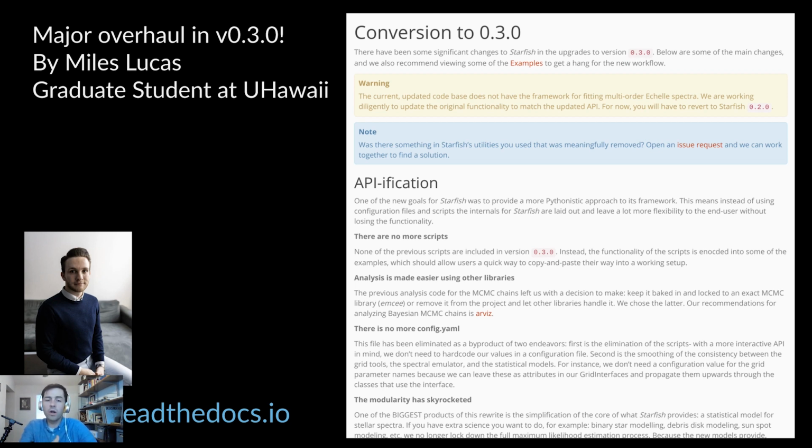So it's much more API-like. So rather than very scripty, it's more like an application programming interface. The analysis is made easier by using other libraries. It doesn't assume Gibbs sampling. You can use whatever you want. So it's just much better for probably most applications. And so I encourage you to read the docs and check it out.